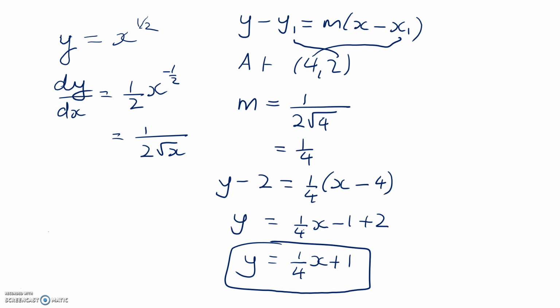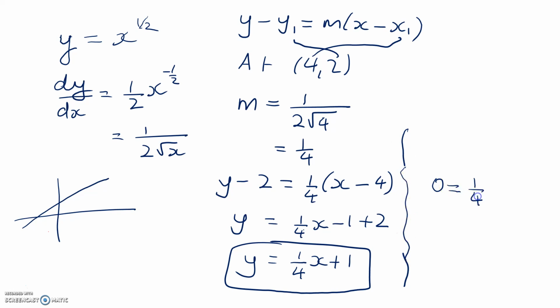Right, now the last thing we've got to do is to figure out where is the intercept. So we're now solving for 0. So 0 is equal to 1/4 x plus 1. Negative 1 is equal to 1/4 x. x is equal to negative 4.